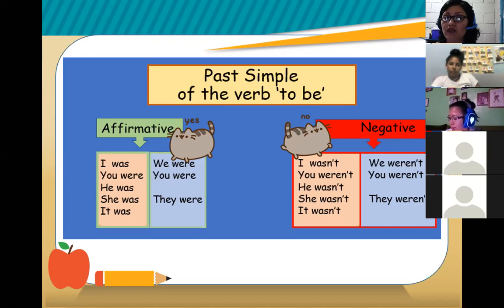Okay, so was and were for affirmative, and wasn't and weren't for the negative form. Okay? ¿Hay alguna pregunta hasta el momento? So far, so good. Thank you very much. Excellent.